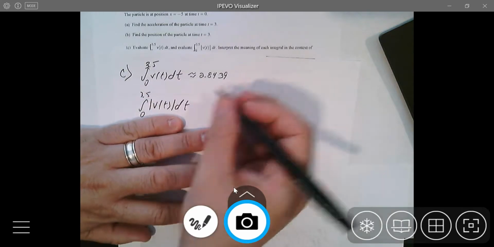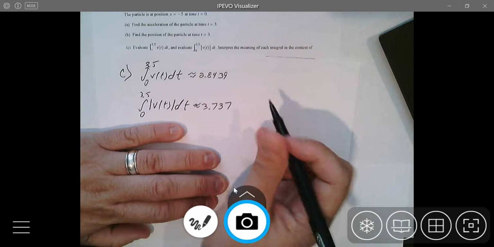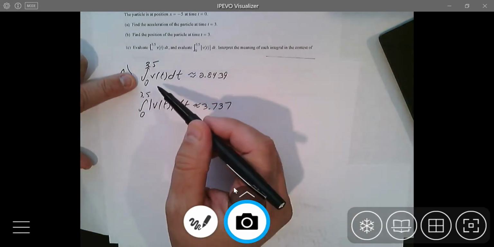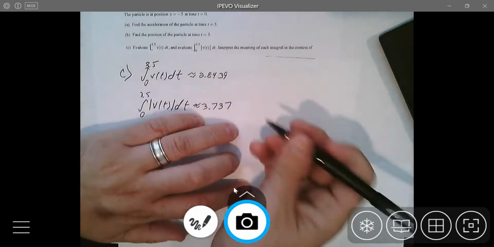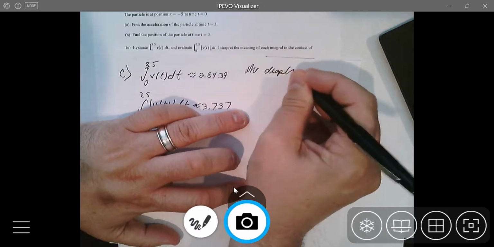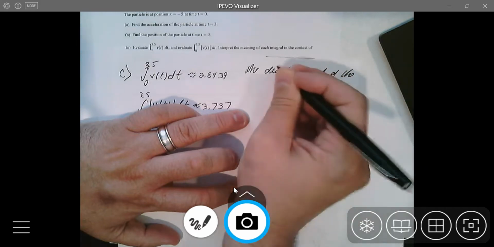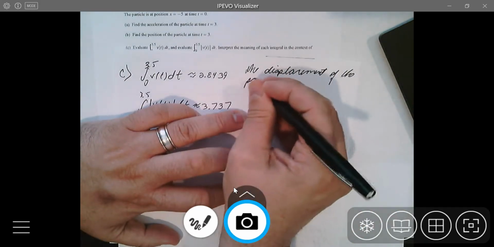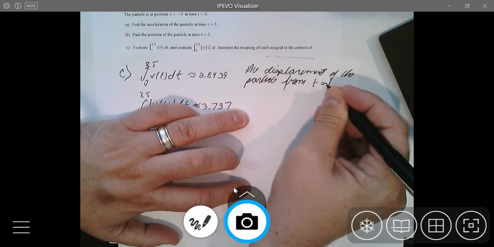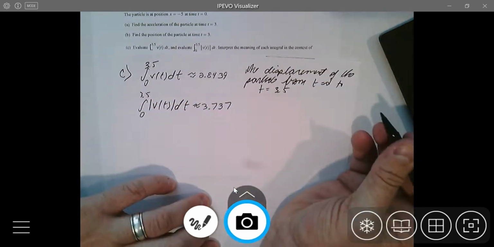2.844 is going to be acceptable here. The second one is 3.737. What this means, the integral from 0 to 3.5 of the velocity function represents the displacement of the particle. Displacement of the particle from t equals 0 to t equals 3.5.